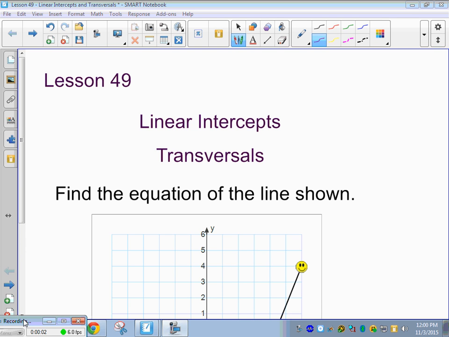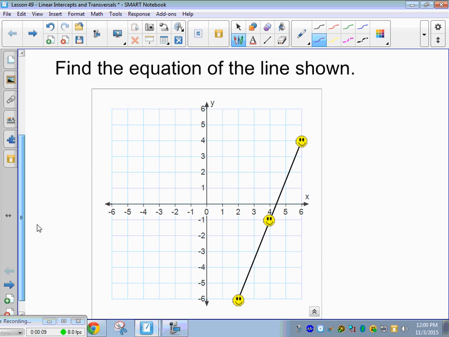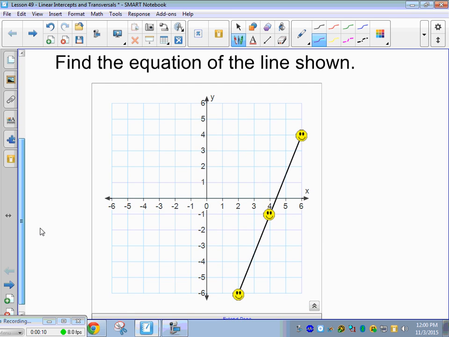Intercepts and transversals. Linear intercepts is just another way to write an equation for a graph. So we're going to find an equation for the line shown. As usual, we're just going to start with y equals mx plus b, just our empty sort of line template. What can I see just by this graph? Can I see m and b? Can I see both of those things on this graph, m and b?